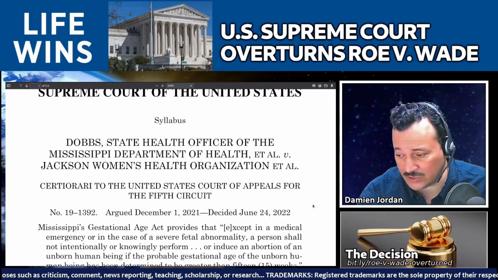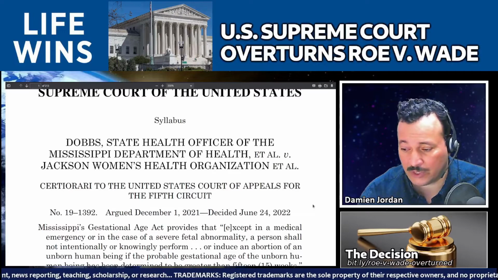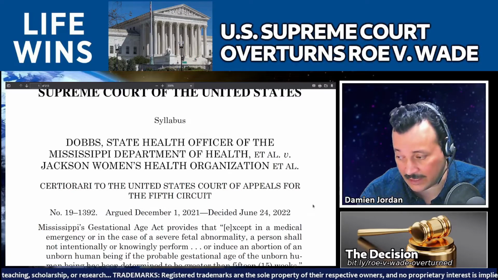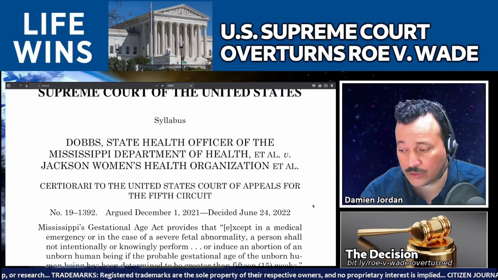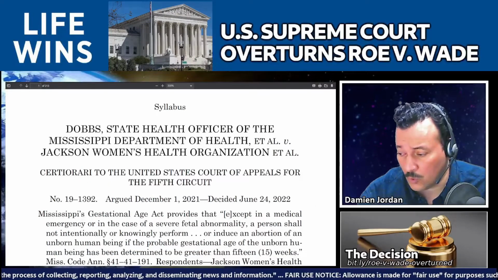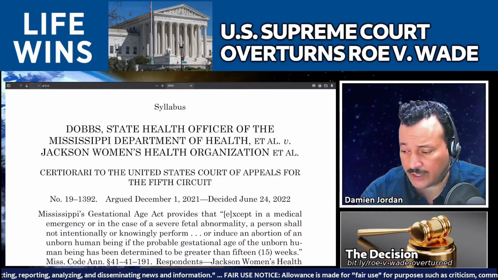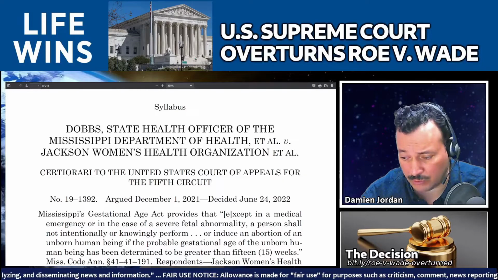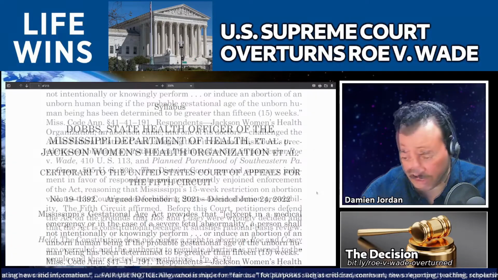Mississippi's Gestational Age Act provides that, quote, except in a medical emergency or in the case of a severe fetal abnormality, a person shall not intentionally or knowingly perform or induce an abortion of an unborn human being if the probable gestational age of the unborn human being has been determined to be greater than 15 weeks.